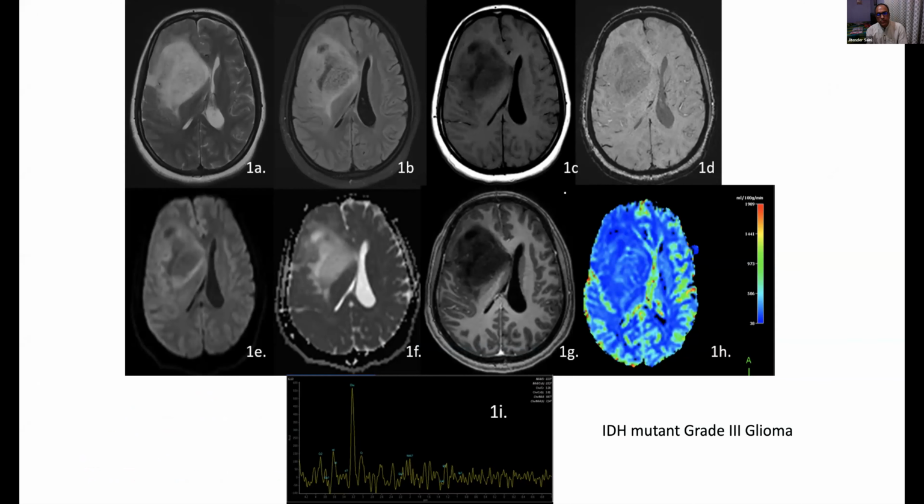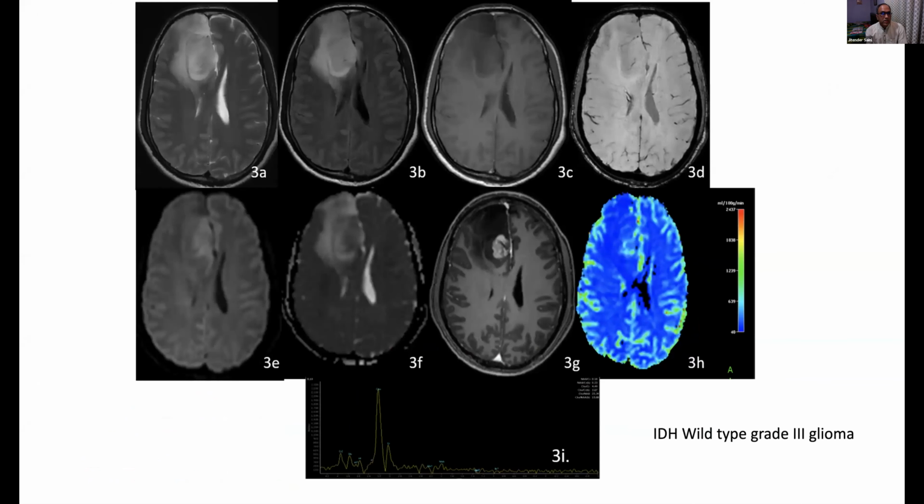There's no diffusion restriction coming here. So this helps us to diagnose. But in this particular case, it's an IDH wild type grade 3 tumor. There's increased perfusion. There's enhancement within the tumor.